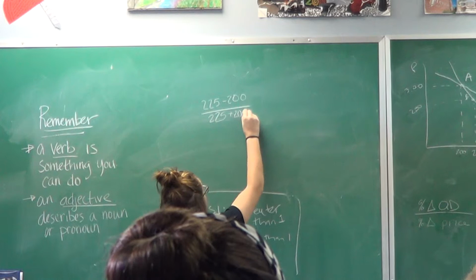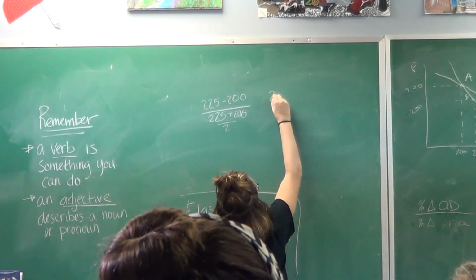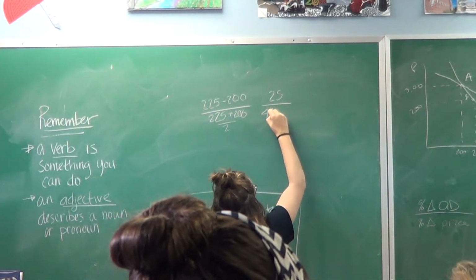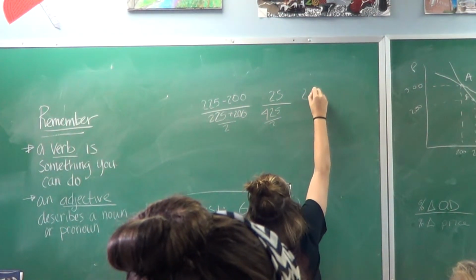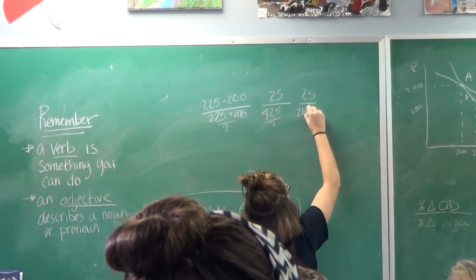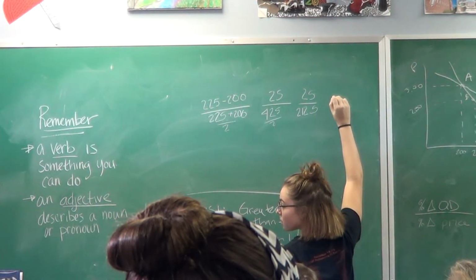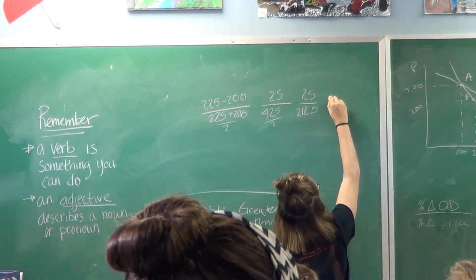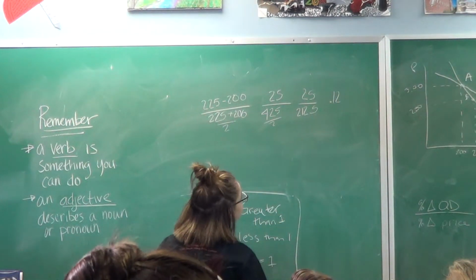Alright, so we have 25 on top, and then 425 divided by 2. So we have 25 over 212.5. Which is 0.117, so we'll go ahead and just put 0.12. Okay, so that's the percent change in quantity.